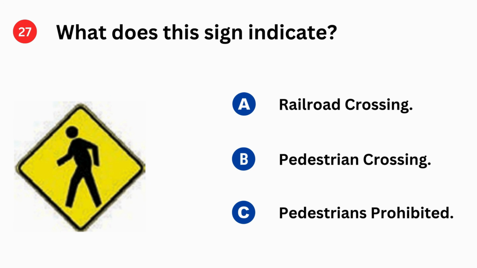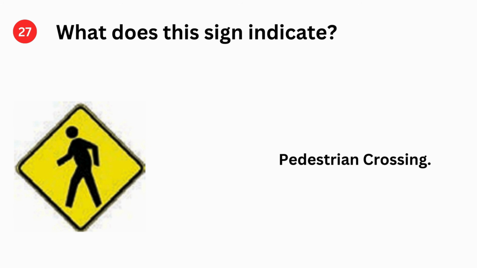What does this sign indicate? A, railroad crossing. B, pedestrian crossing. C, pedestrians prohibited. Nice work. It is the pedestrian crossing sign.